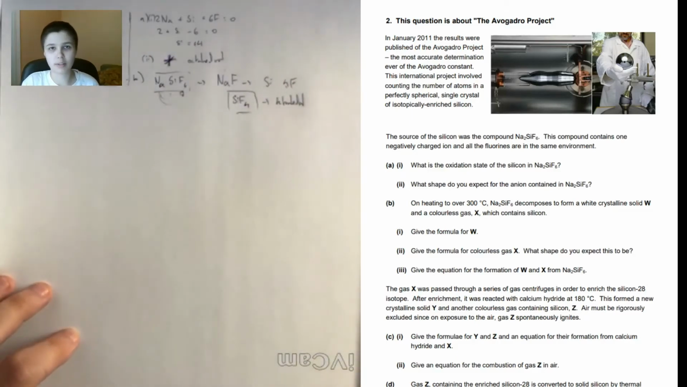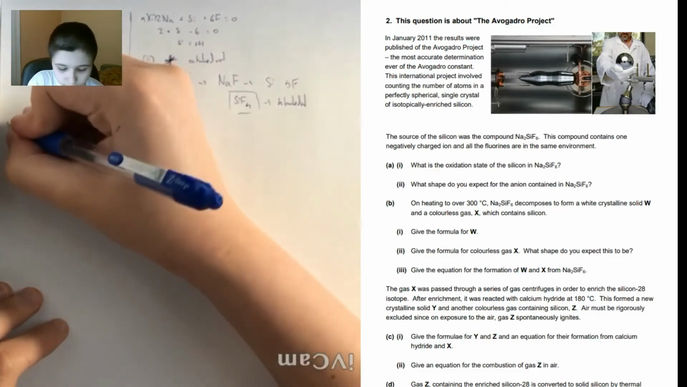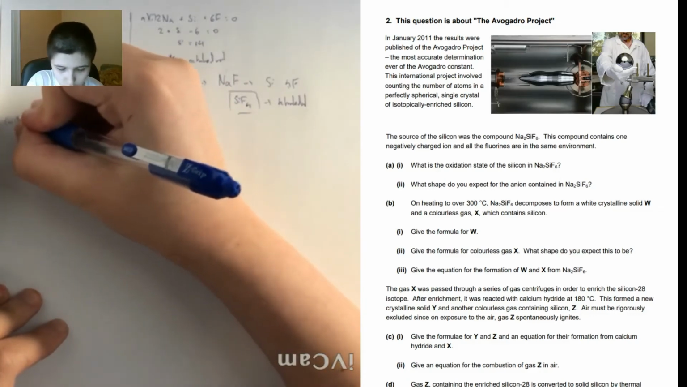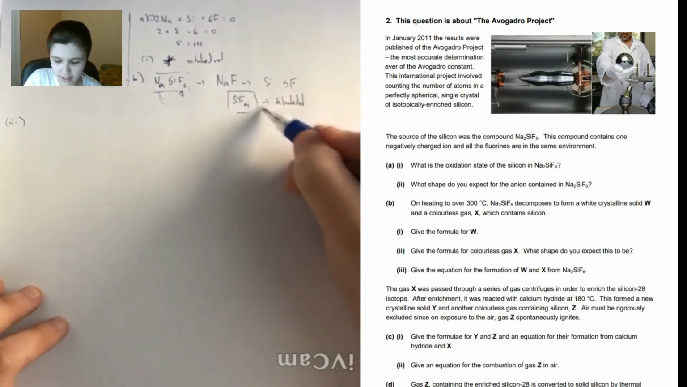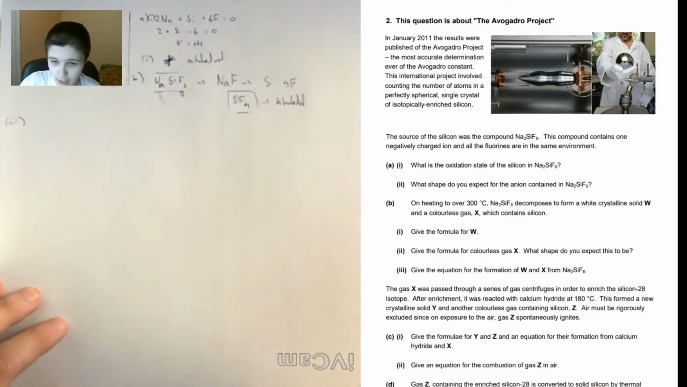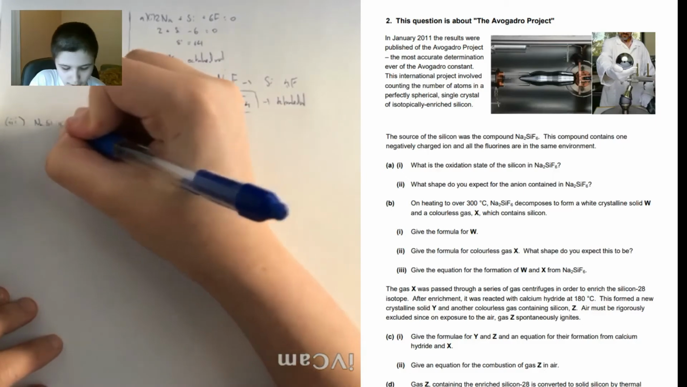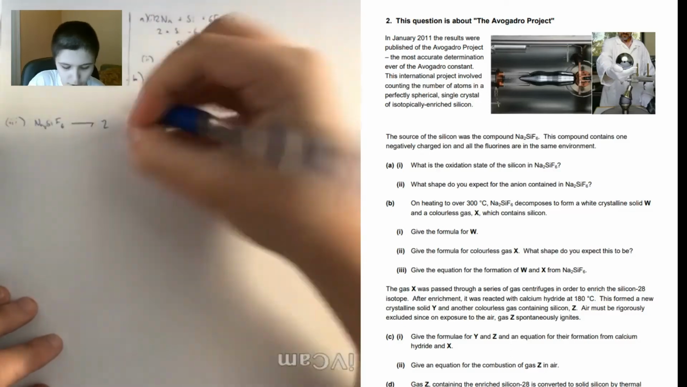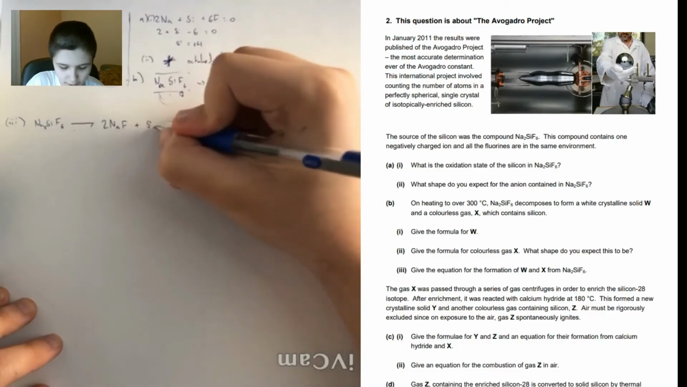Tetrahedral, because silicon has pretty much the same outer electron configuration as carbon, and we all know from experience that carbon is tetrahedral. For part 2, the formula for W is this, and X is this, and it's tetrahedral, so that's part 3 now. Give the equation for the formation of W and X from that, so Na2SiF6 goes to 2NaF plus SiF4.